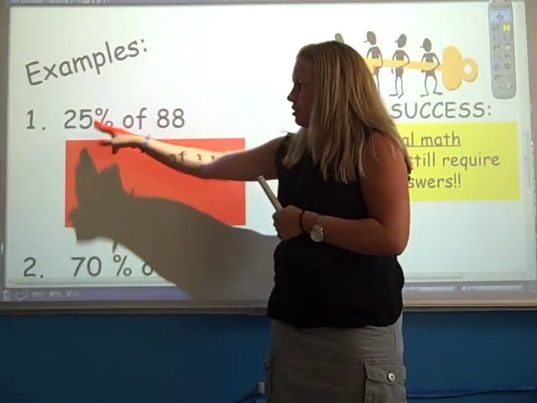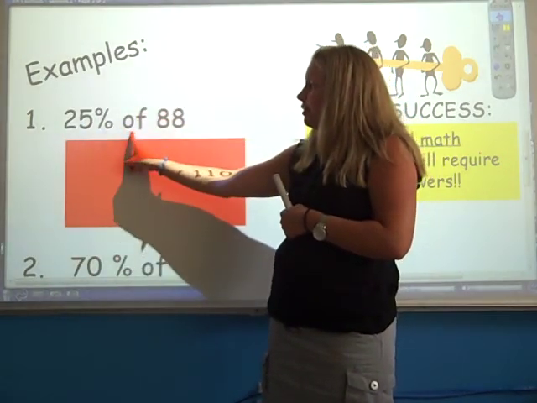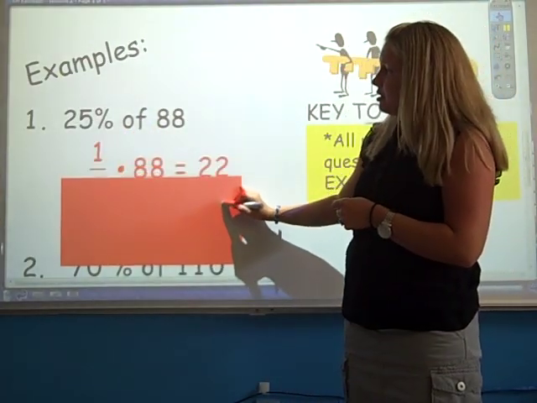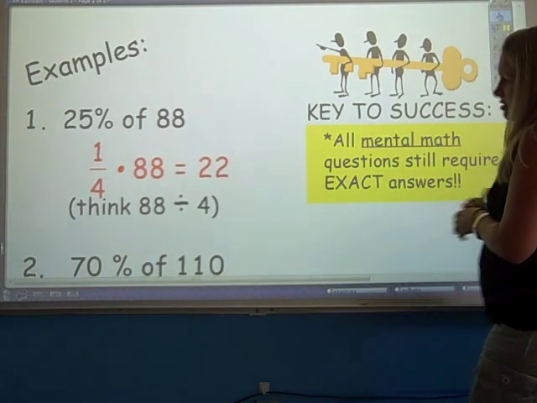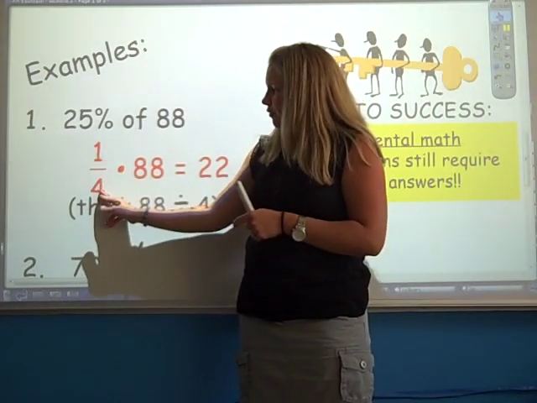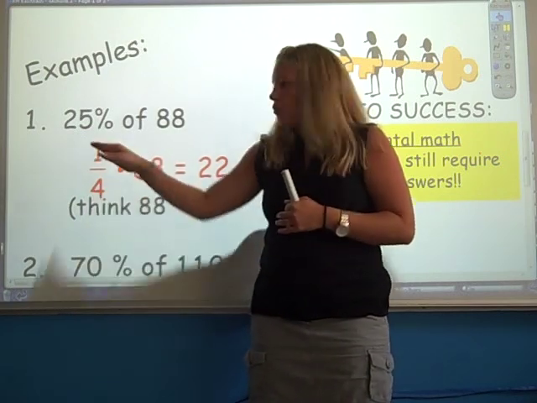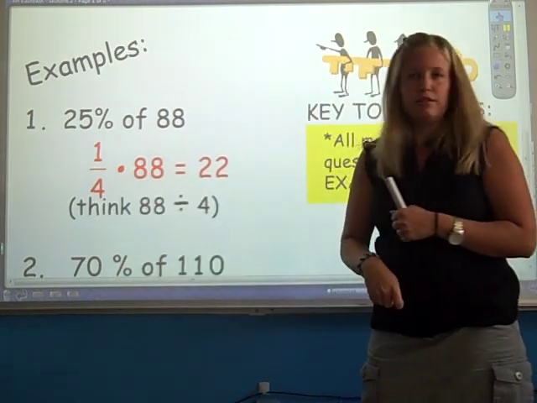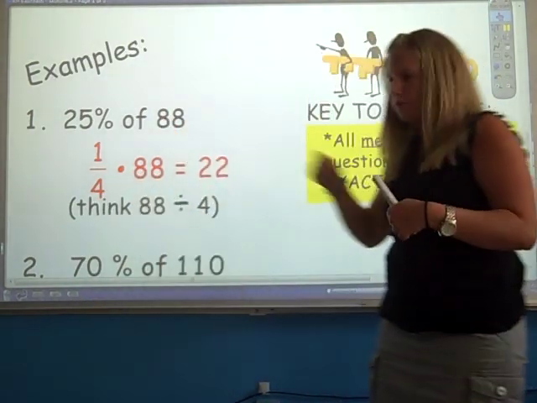25% of 88. 25%, you just wrote down, is 1/4. 1/4 of means times 88. So when you're doing this, 1/4 of 88. And what you need to know with fractions, basically, you're doing 1/4 times 88. You just should think 88 divided by 4, because there's a 1 in the numerator, and there's a 4 in the denominator. So you divide, you get 22. There's your answer, done. So all I had to think was divide by 4, 22.